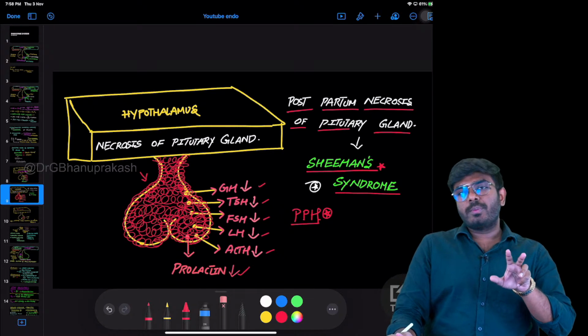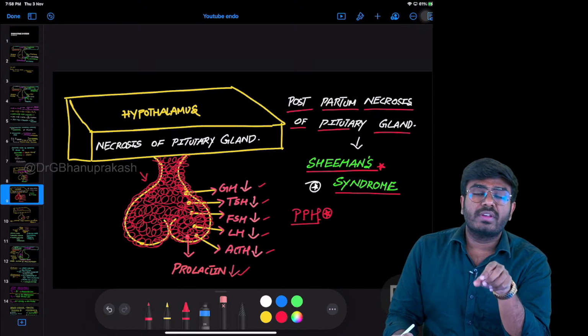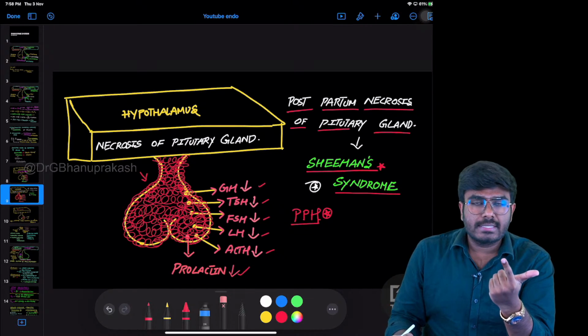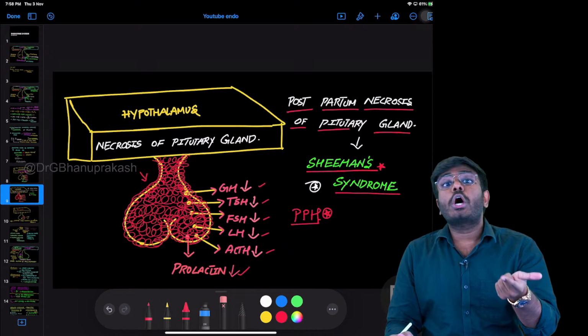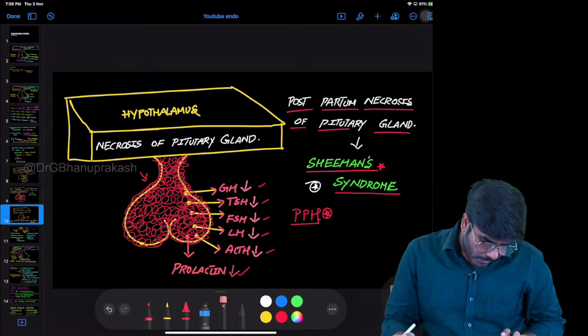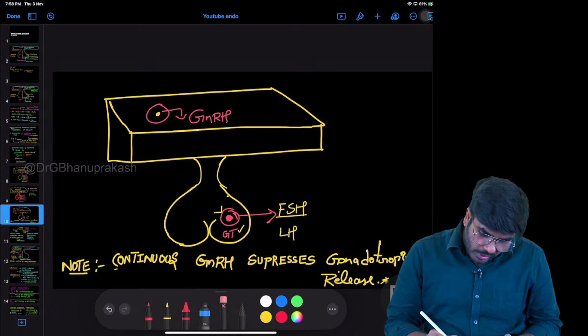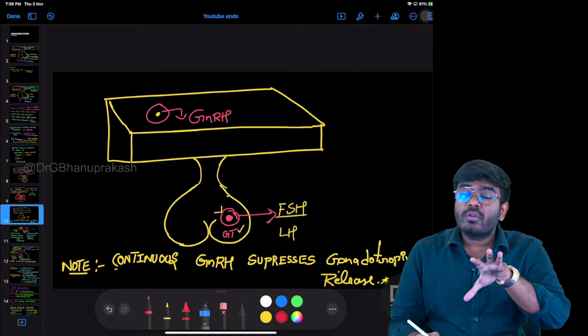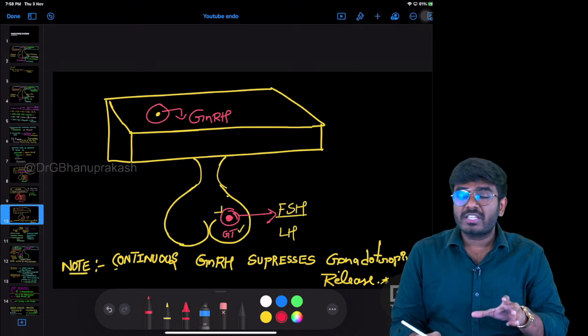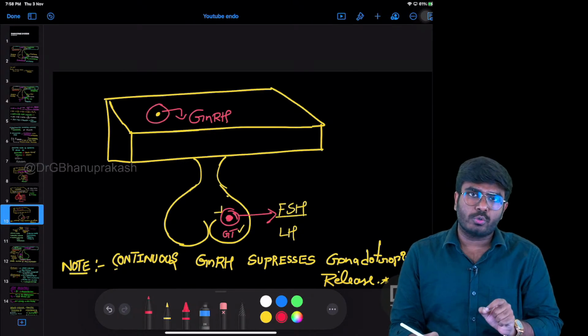Okay, so I have explained to you the two different clinical scenarios. One is Sheehan syndrome and the other is damage to the pituitary stalk. Now let's talk about a few more important concepts which you need to know for your pharma also, especially important for the exam going students.